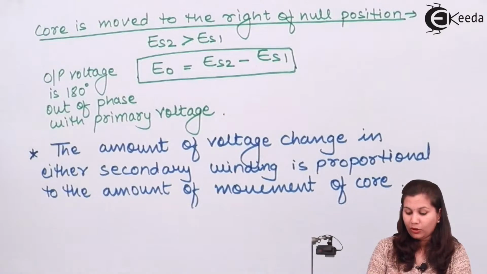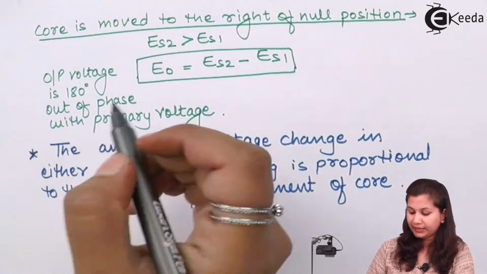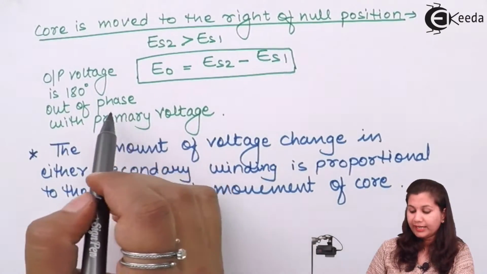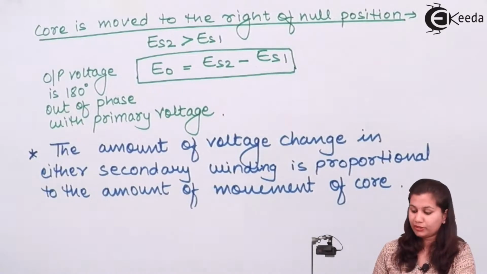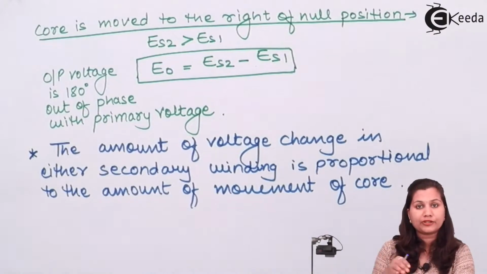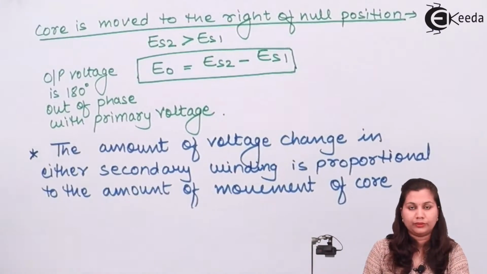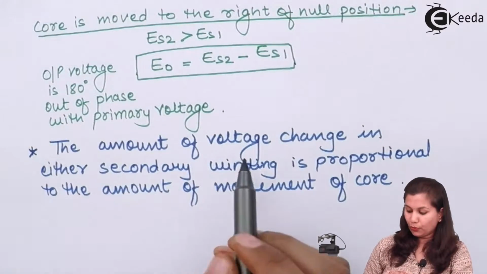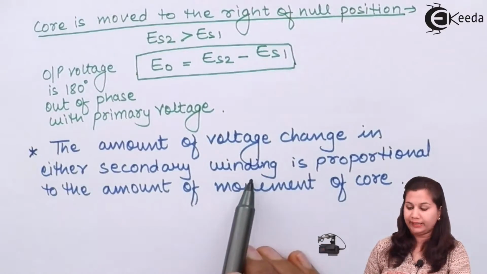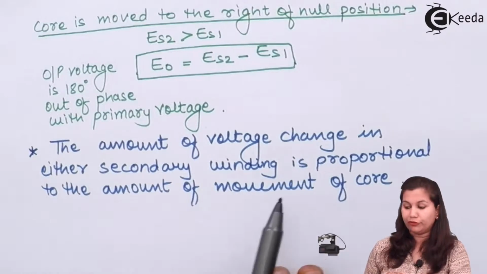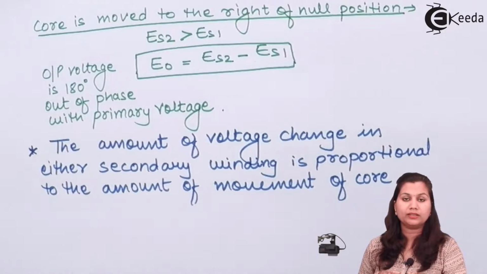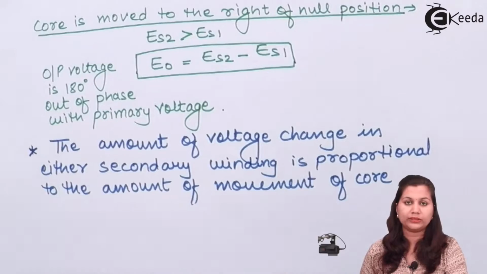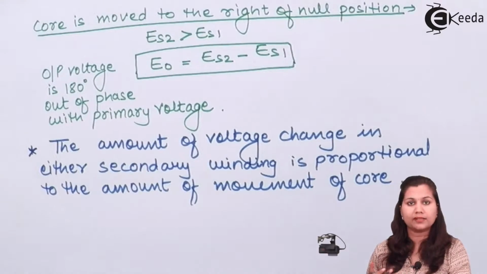secondary windings follows it. Also, when we do this measurement, we can see whether the output voltage is in phase with the primary voltage, or 180 degrees out of phase. Through that we can also see the direction of movement of the soft iron core. So by measuring the amount of voltage change in either secondary winding, which is proportional to the amount of movement of the core, we get an indication about the linear motion of the soft iron core, and in which direction it is moving.